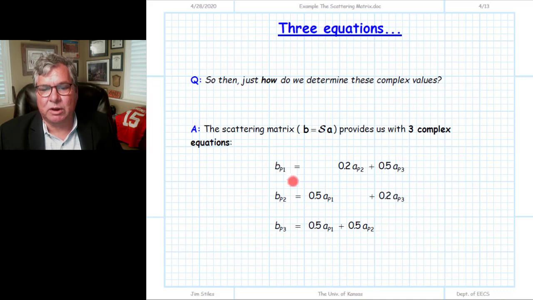So from this equation, we can explicitly write these results. 3 equations. One relates the scattered wave at port 1 to the incident waves at port 2 and 3. S11 is equal to 0, and that's why this term is independent of the incident wave on port 1. The scattered wave at port 2 we can write in terms of the incident waves at port 1 and port 3, and the scattered wave at port 3, that normalized wave amplitude, we can write in terms of the normalized wave amplitudes incident on port 1 and port 2. So we have 3 equations here which relate our incident waves to our normalized scattered wave amplitudes.